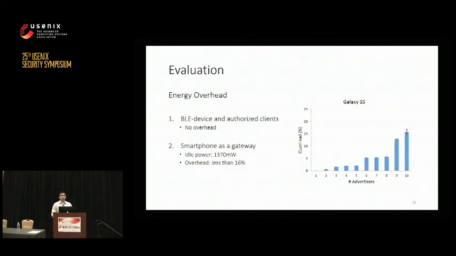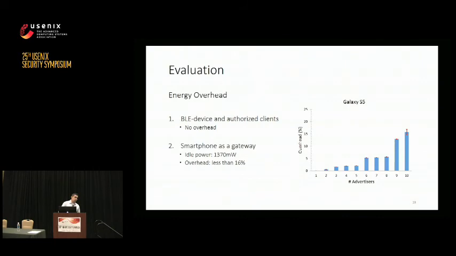And finally, we evaluated the energy overhead of BLE-Guardian when it's attached to a smartphone, a Samsung Galaxy S5 in this case. It's worth noting first that BLE-Guardian has no energy overhead whatsoever on target BLE devices or authorized clients, because we're not touching them, we're not doing anything with them. But when it's attached to your smartphone, there's some power cost you have to pay to power it.